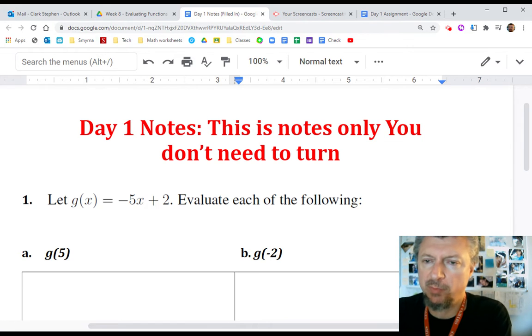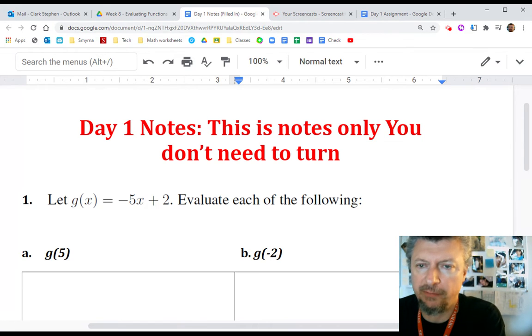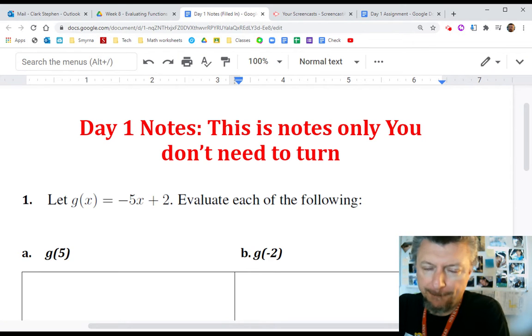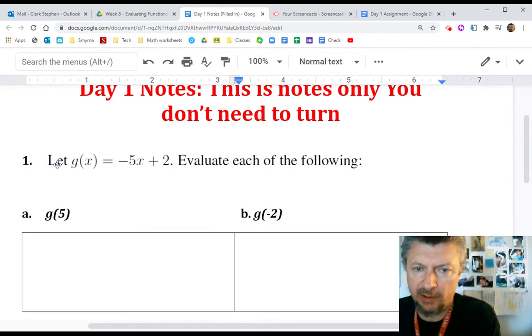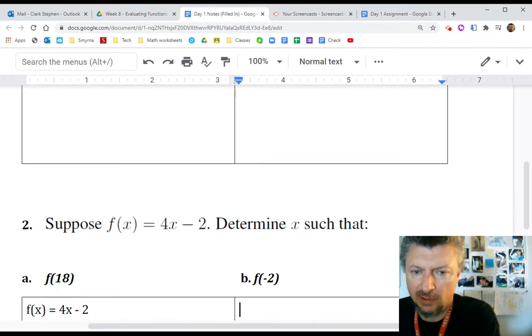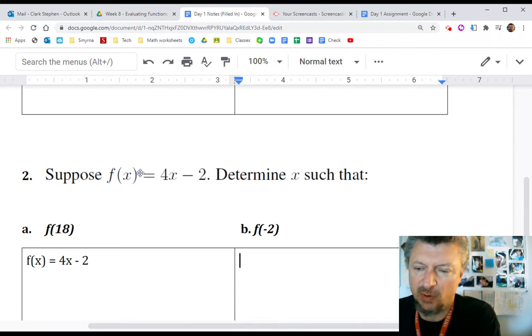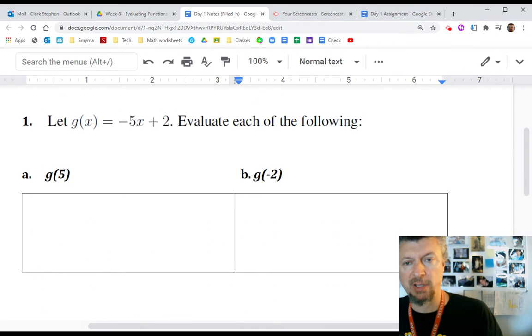So this time we're going to do something called evaluate functions. You may have seen a function before. A function has a letter like g with parentheses and an x, or f of x, which you see most often. So let's see what a function is. I'm going to get right into it to show you what it is.